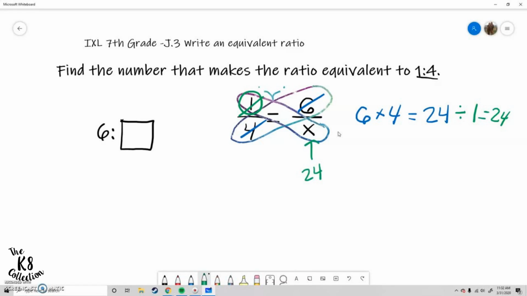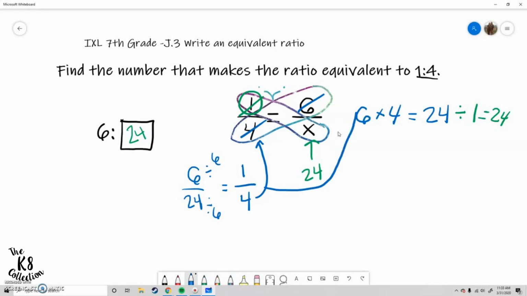So a number that would make this ratio 1:4 equivalent to 6 and what? The answer would be 24. And I also know that I can check this because I can simplify the fraction 6/24 by dividing both the top number and the bottom number, the numerator and the denominator, by 6, and it ends up equaling 1/4, which, if you notice, is the same as my original fraction here, and it's also the same ratio that was provided to me in the problem.